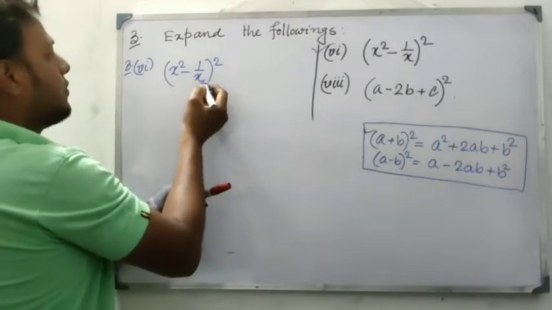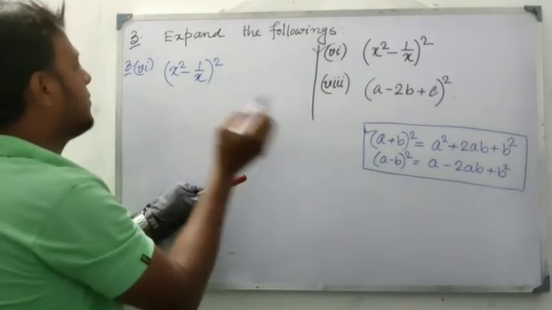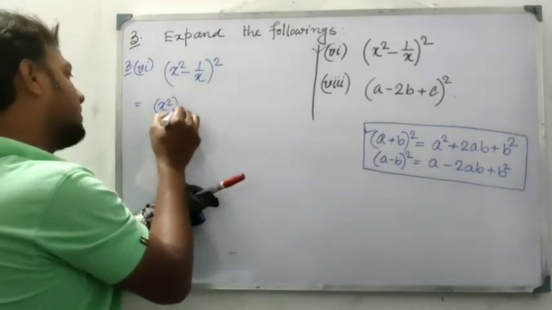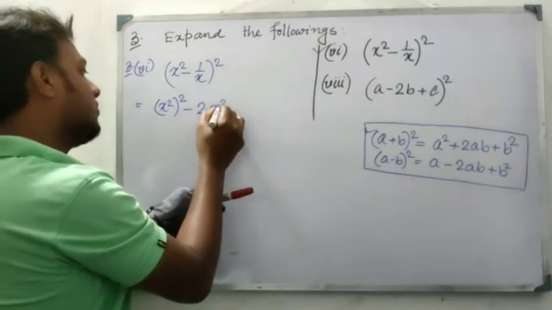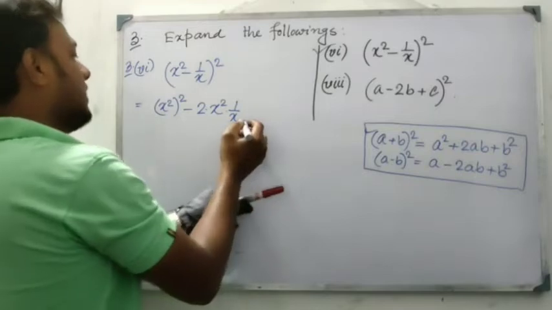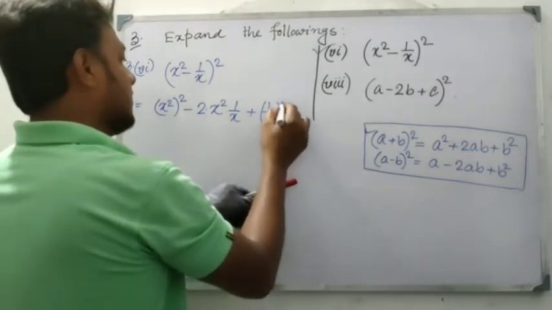(x square minus 1/x) whole square. So it's like (a minus b) whole square. Apply a square, that means (x square) square, minus 2ab. 2ab means 2 into a, this is our a, and this is b. Then the second one, plus b square. b square means (1/x) square.